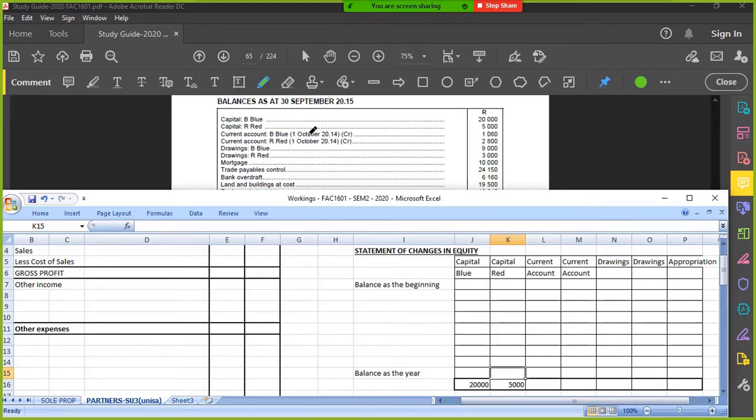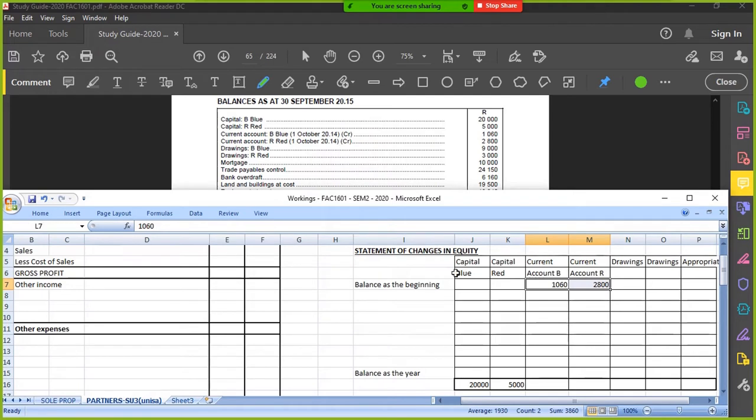Okay, current account. Notice there's a date here, 1 October 14. Beginning or end? Beginning. So this has to go here at the beginning. The current account for blue. Let's put in blue and red again, B and R. There's B, and there's R. So current account for blue. What is blue? Blue is a credit balance. If it's a credit balance, it's favorable, so it will be a positive balance. What is the amount? 1060. Red is 2,800. There's red. Do you see that?